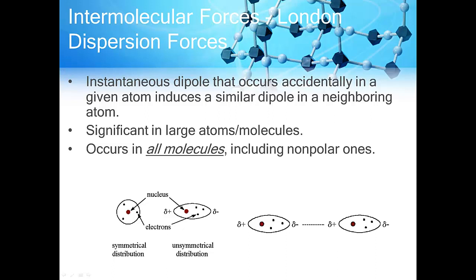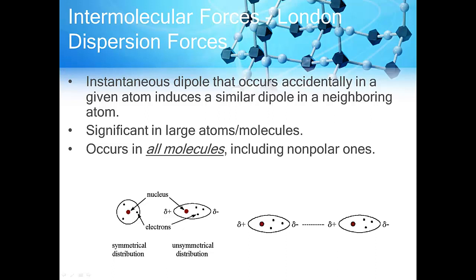Now, London dispersion forces can occur in any kind of molecule. So even if a molecule isn't considered to be polar, you can also have London dispersion forces. Now, this is the weakest kind of intermolecular force. So this is the kind of intermolecular force that exists in something like, say, petrol.